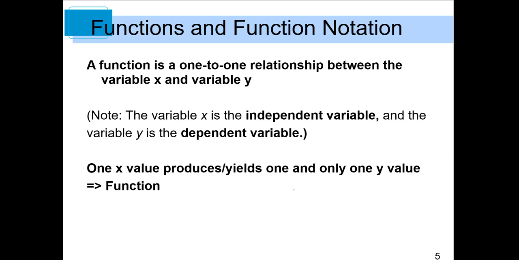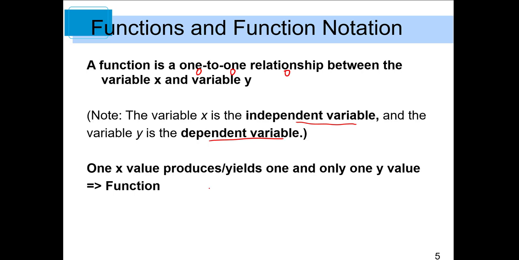Now the function is a one-to-one relationship between the variable x and the variable y. So the variable x is what we call the independent variable. Variable y is the dependent variable. So one x value will produce or yield one and only one y value.